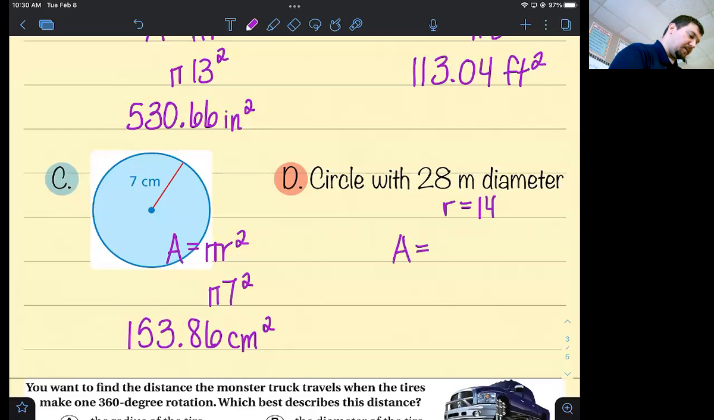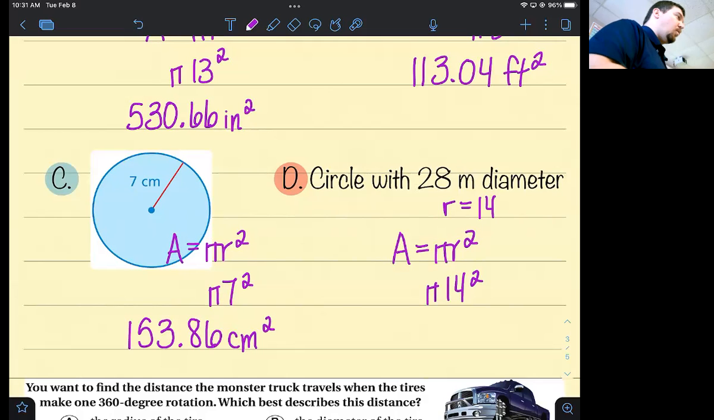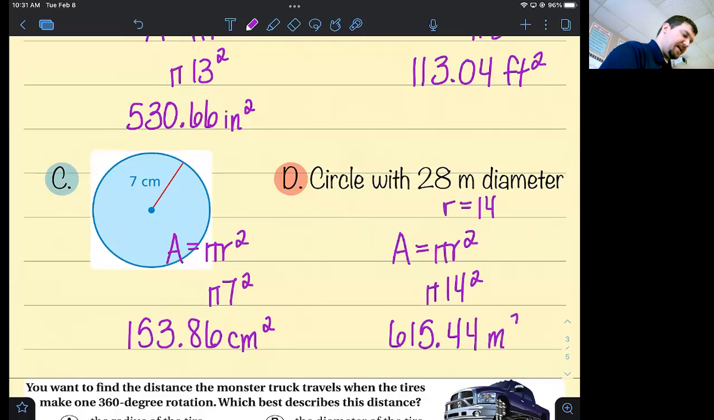Pi r squared is my formula. So I'm going to plug in pi times 14 squared. Now, I don't expect anyone to have 14 squared memorized, like you have 6 squared or 7 squared. But 14 squared means 14 times 14. And what is 14 times 14? Hunter? 196. Now we're going to take that and we're going to times it by 3.14. And that's going to give us 615.44 meters squared.